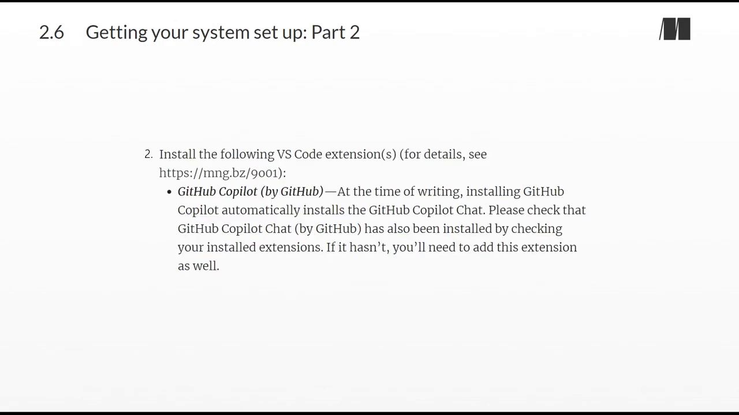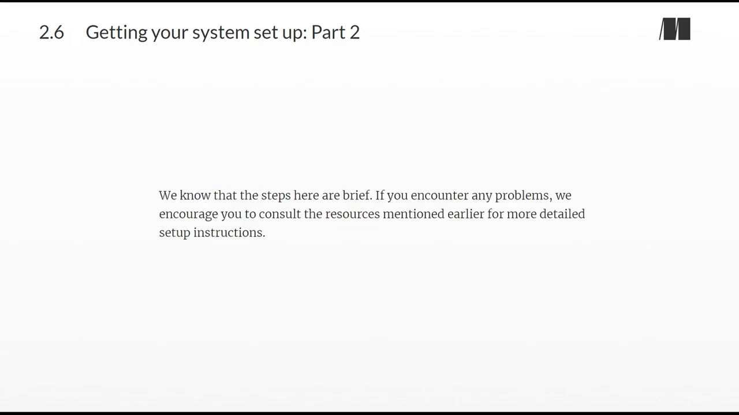2. Install the following VS Code extension or extensions. For details, see this link. GitHub Copilot by GitHub. At the time of writing, installing GitHub Copilot automatically installs the GitHub Copilot chat. Please check that GitHub Copilot chat by GitHub has also been installed by checking your installed extensions. If it hasn't, you'll need to add this extension as well. We know that the steps here are brief. If you encounter any problems, we encourage you to consult the resources mentioned earlier for more detailed setup instructions.